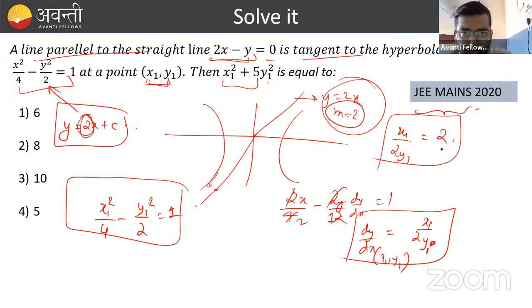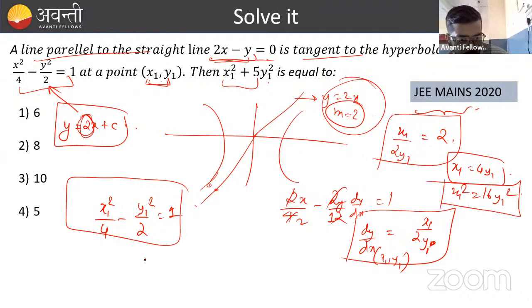Okay, so this is the slope of the tangent given to us, right? So we can find that x1 equals 4y1. X1 is 4y1, so x1 square is 16y1 square. So this is also one relation. Let's use this: 16y1 square upon 4 minus y1 square upon 2 equals 1. So you get 4y1 square, this becomes 8y1 square minus y1 square equals 2.